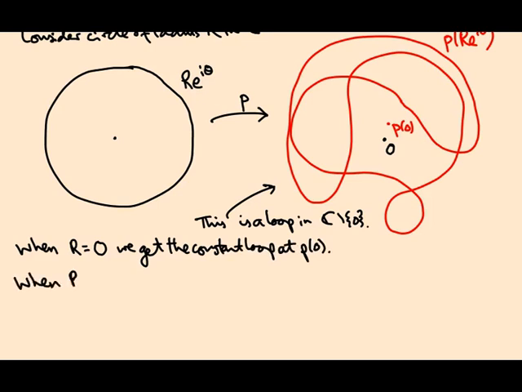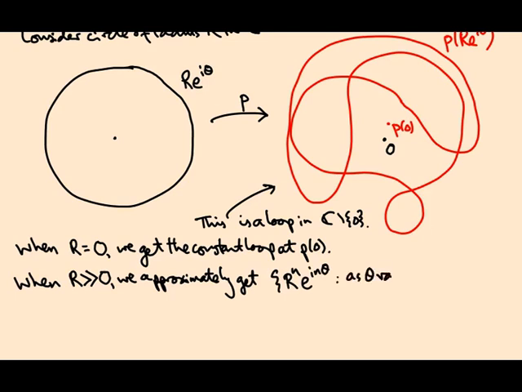When r is very large, much, much bigger than 0, we don't quite know what we get, but we approximately expect to get the set of all points r to the n e to the i n theta as theta varies. Why is that? Well, because the polynomial has this z to the n term at the front, and when the radius of z is very large, that has much bigger radius than any of the other terms. That term dominates in this series. So this is approximately equal to z to the n for large radii.